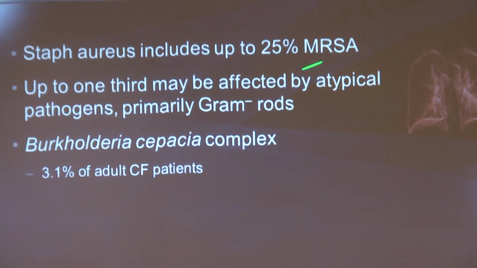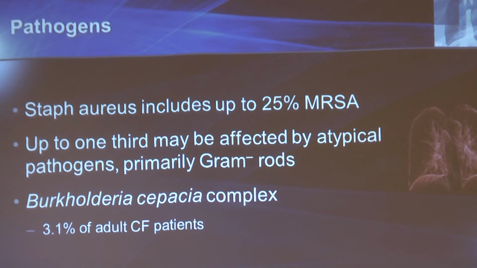I mentioned MRSA. We now see about a quarter of all the Staph aureus isolates in CF in the US being resistant to methicillin. That's not necessarily a treatment problem because these bugs are still quite sensitive to a number of other antibiotics that are easily available and used. And up to a third of the patients may also have some of these other so-called gram-negative organisms like Stenotrophomonas or Achromobacter. And Burkholderia cepacia, this was a problem that became apparent in the early 90s, the so-called cepacia syndrome, a very aggressive, virulent bug.